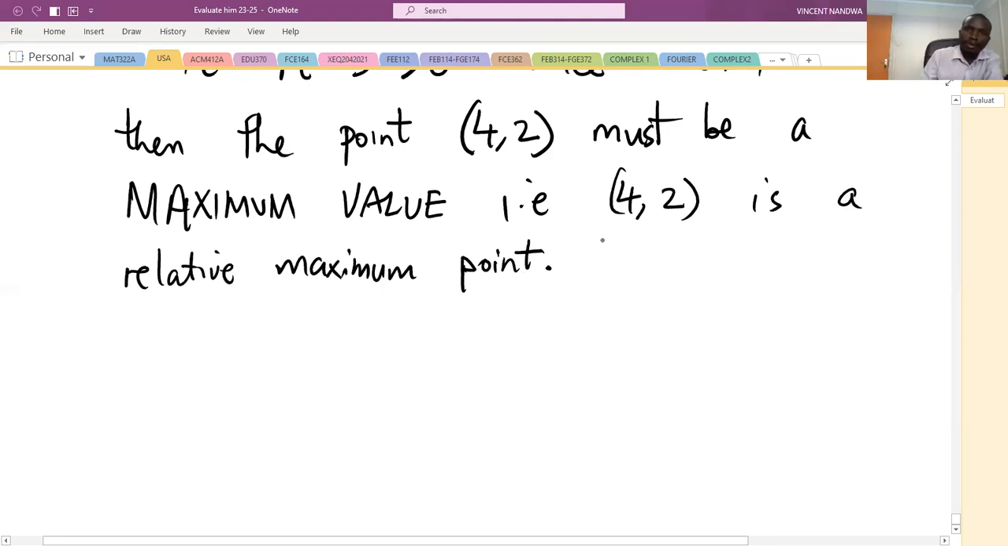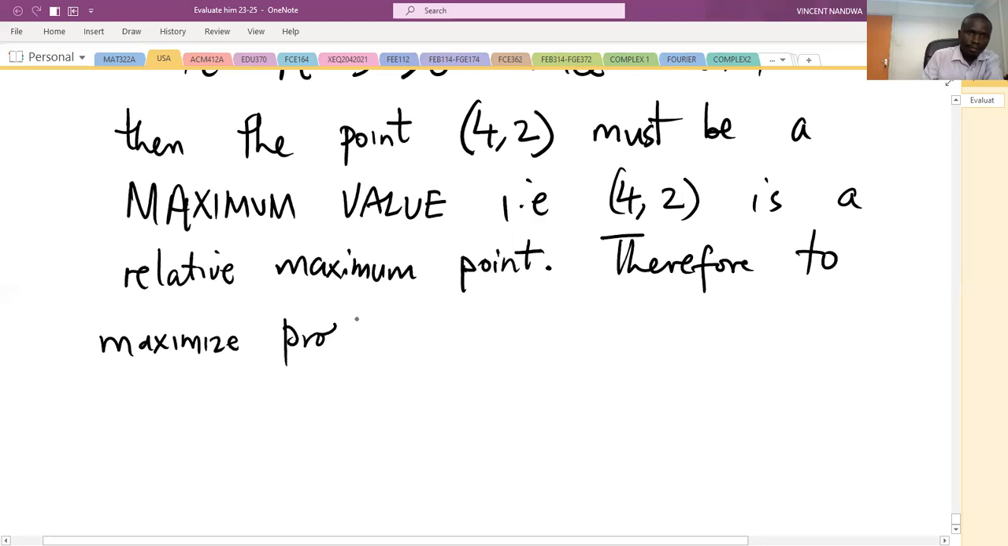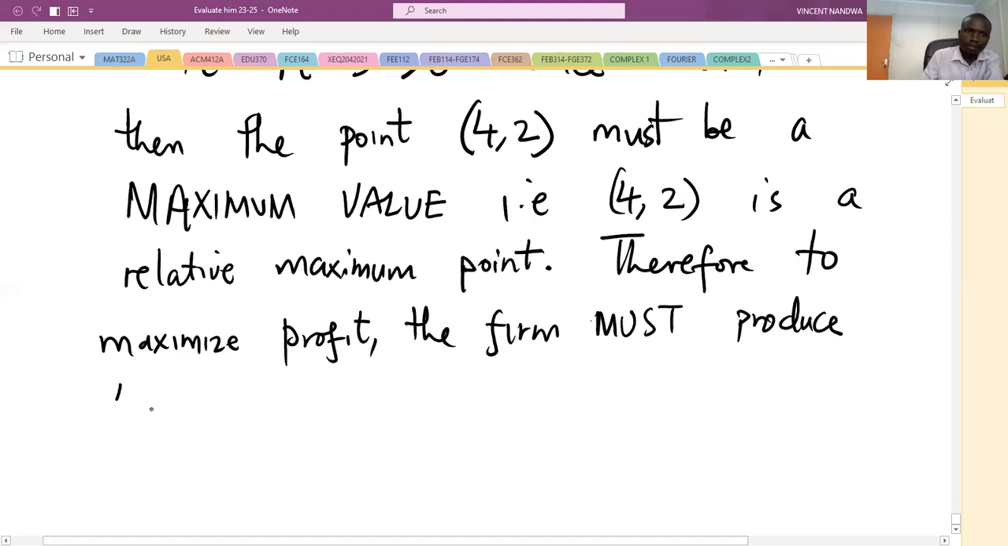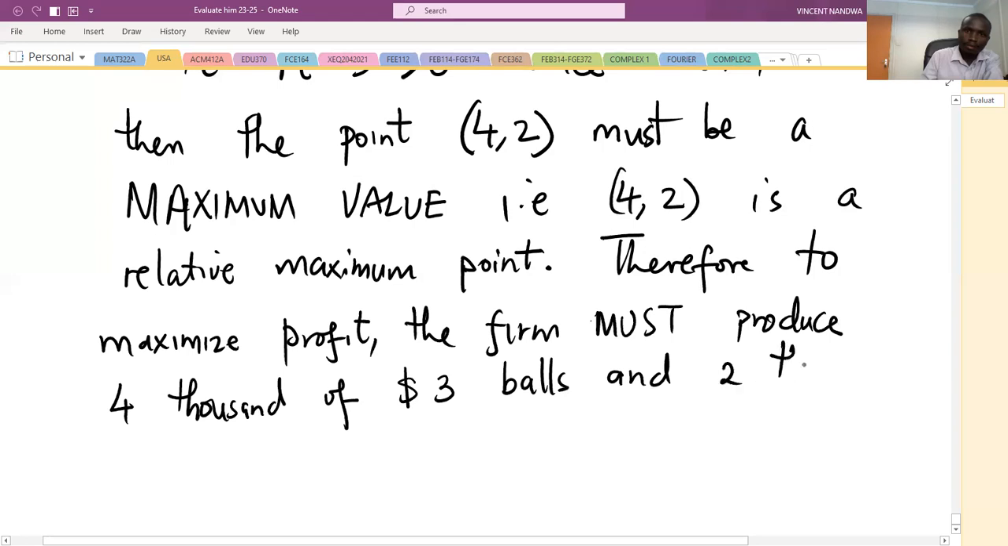So therefore, to maximize the profit, the firm must produce, remember the values are given in thousands, so must produce 4,000 of $3 balls and 2,000 of $2 balls.